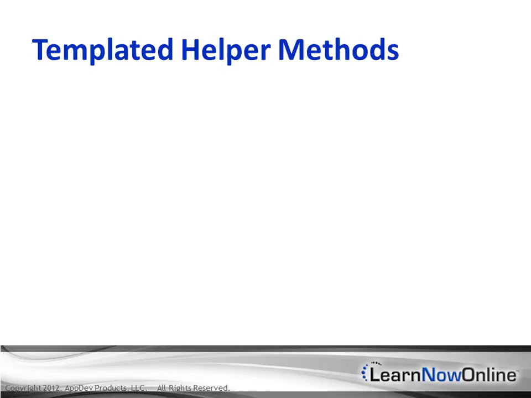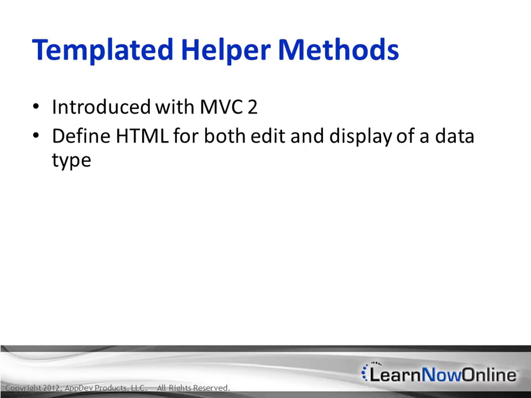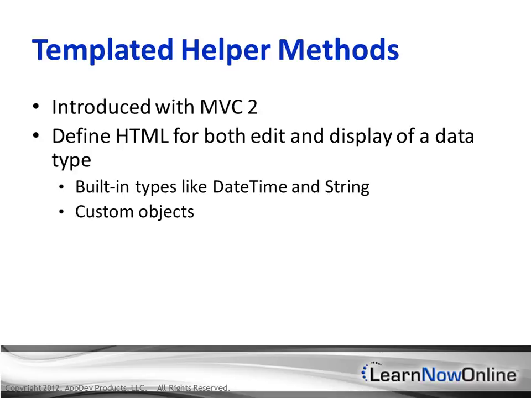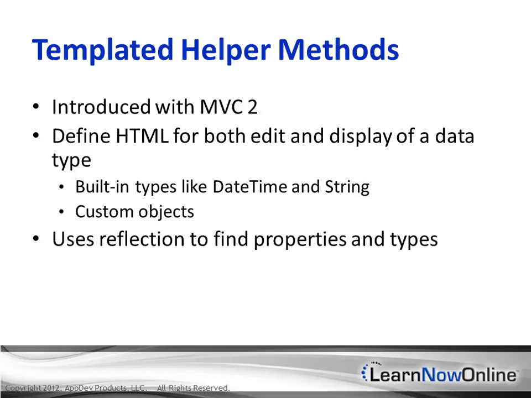The next area we're going to look at are template helper methods. These were first introduced in MVC 2. These define HTML for both edit and display of data types. These are built-in types like date, time, and string. You can also create your own custom objects if you have such a need in your web application. All of these use reflection to find their properties and types.